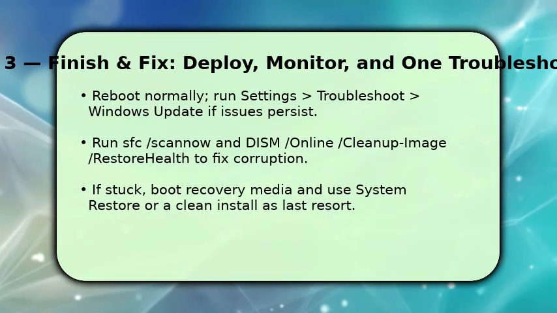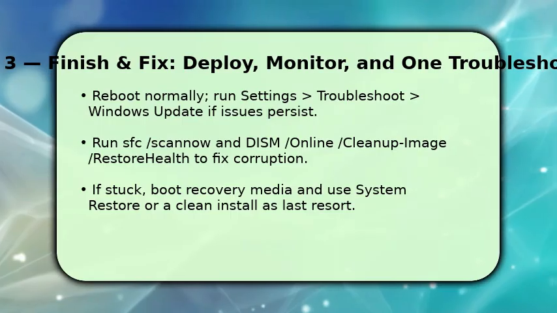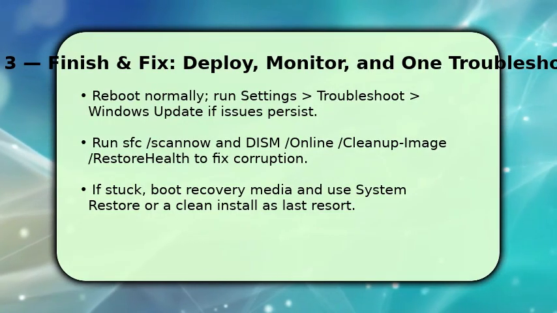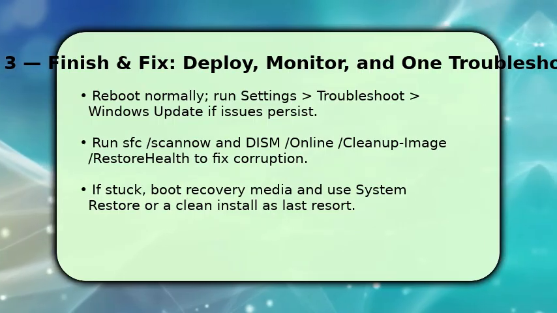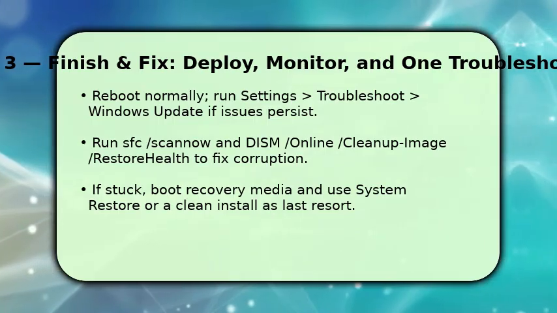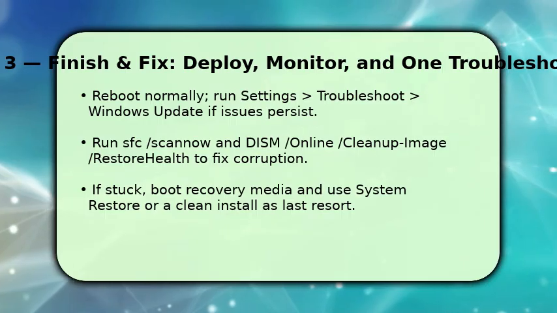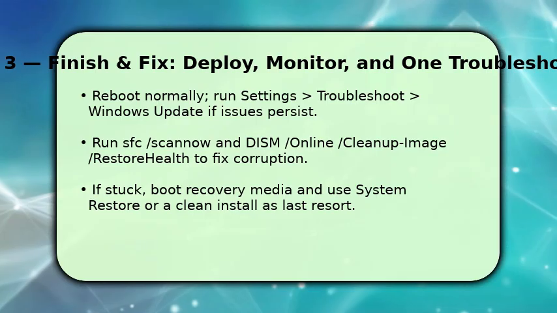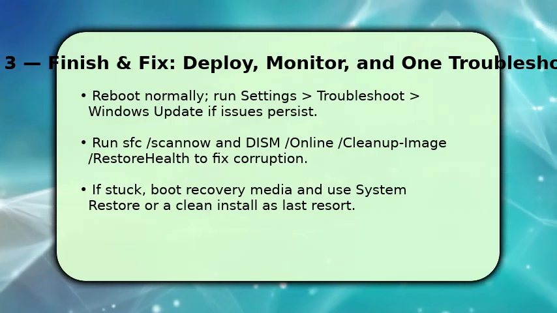After restart, check Windows Update in Settings to confirm it no longer applies the update. You may need to run the built-in Windows Update troubleshooter. To ensure system integrity, run sfc /scannow and then DISM /Online /Cleanup-Image /RestoreHealth, because interrupted installs can leave corrupted system files.